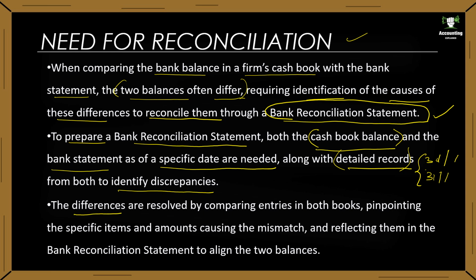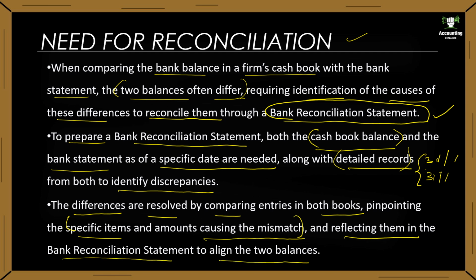The differences are resolved by comparing entries in both the books. So each and every entry will be compared, pinpointing the specific items and the amounts causing the mismatch. If there is any mismatch, then that specific item will be pinpointed or highlighted and reflected in the BRS to align the two balances. After highlighting, the differences should be reflected in the bank reconciliation statement so that the two balances are tallied and we get the bank balance as per the cash book correctly.